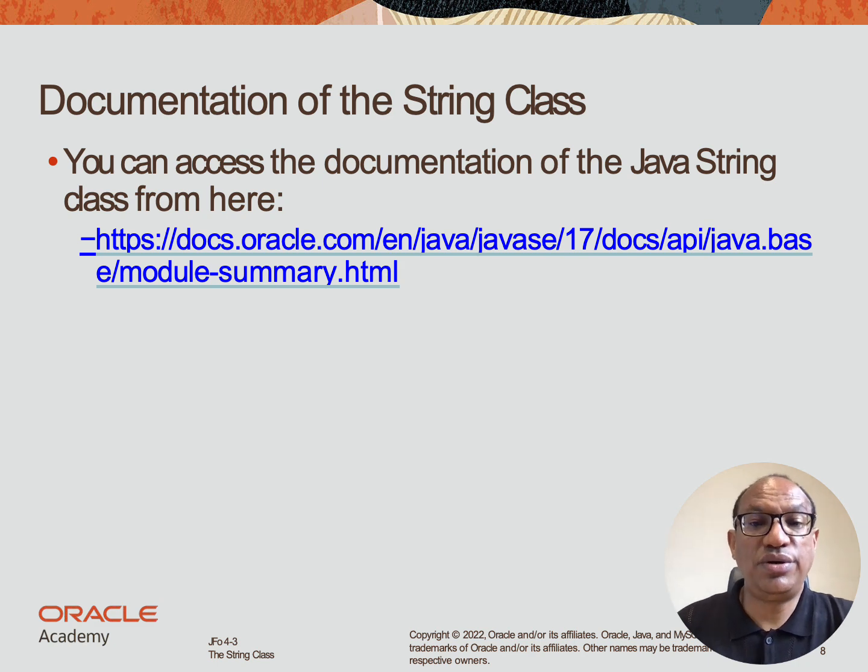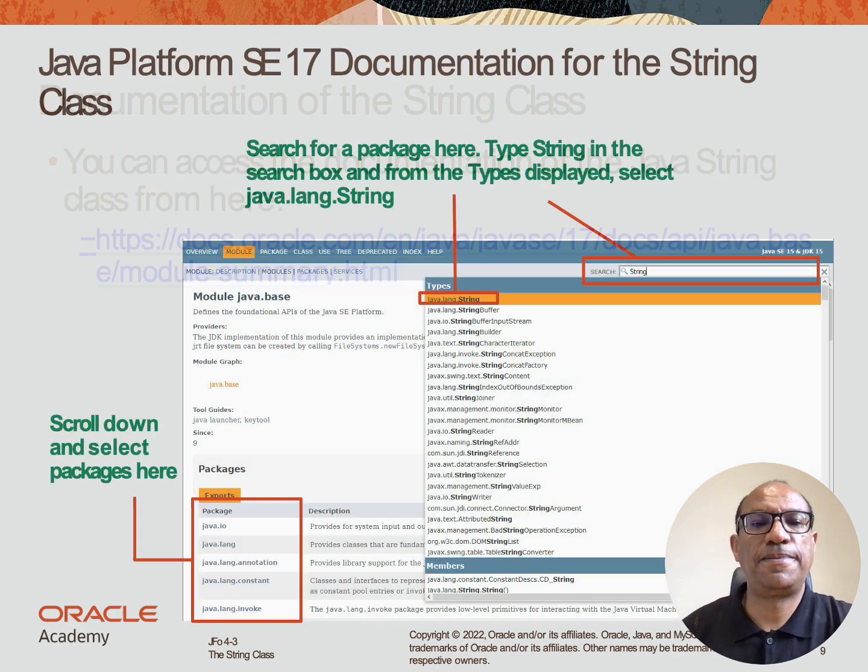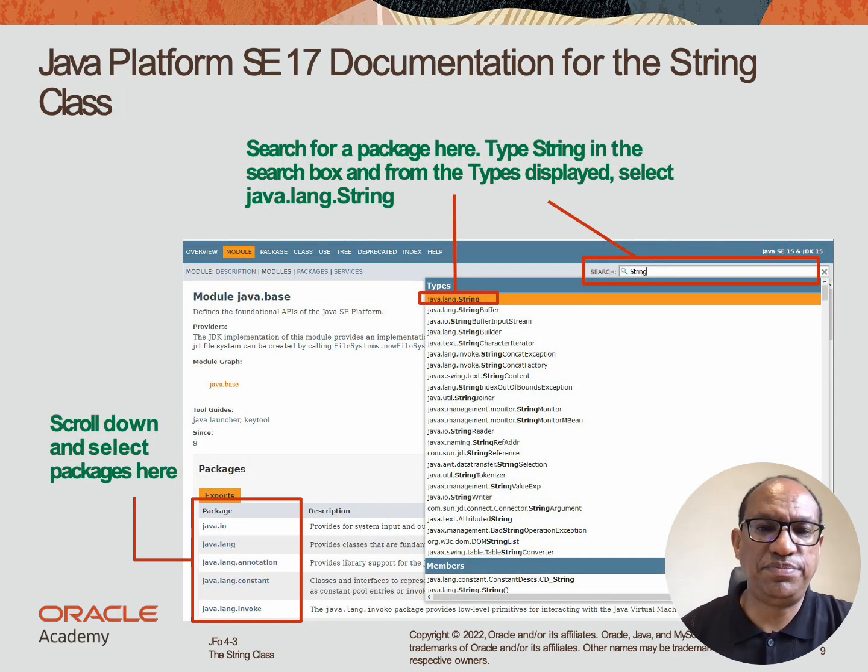Want to explore more? You can find full documentation on the String class at the Java API website. There is your go-to resource for learning what each method does, how it works, and what it returns. Here is a pro tip. Use the search bar in the documentation and type string. Then select java.lang.String from the types list to get full access to everything this class can do.